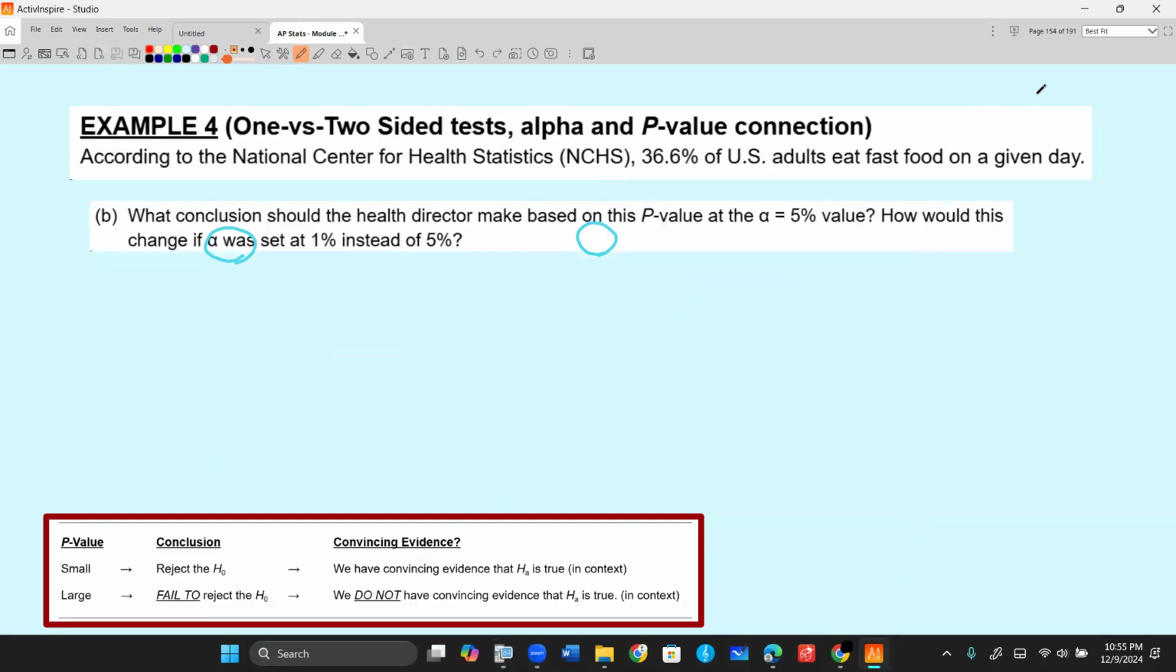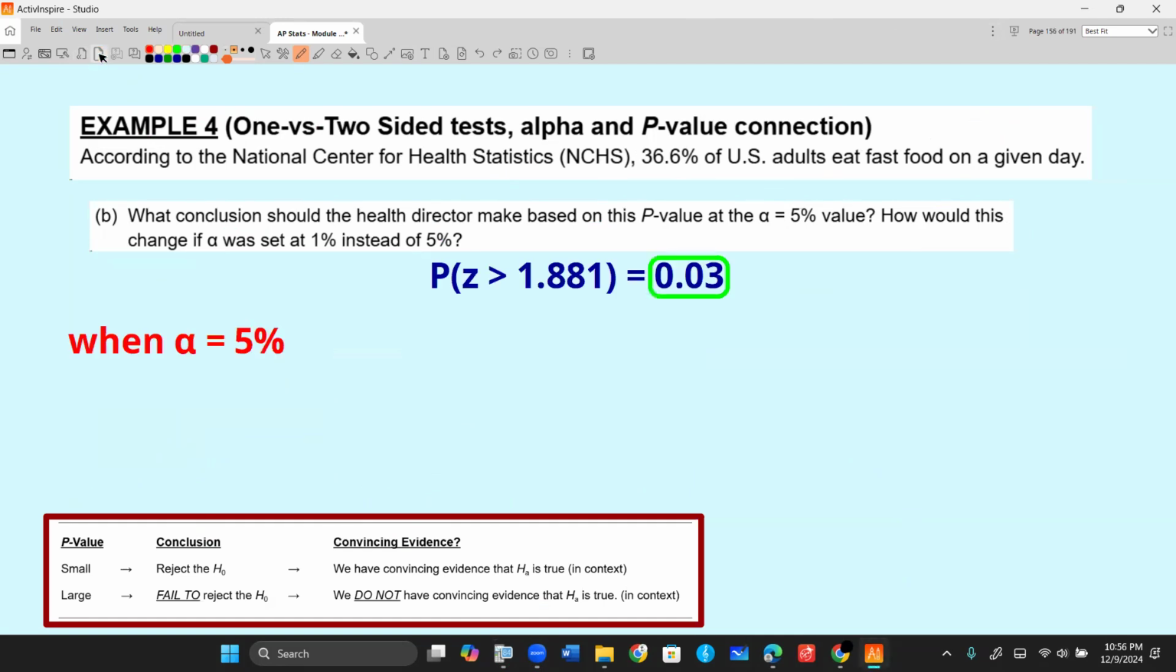What's your conclusion going to be? Well, our p-value was about 3%. So how would this affect our conclusion? Remember your conclusion template. Small p-value, reject the H0. When the p is low, reject the H0. We have convincing evidence. When the p is large, we fail to reject the H0. We do not have convincing evidence. So in this case, our p-value is 0.03.